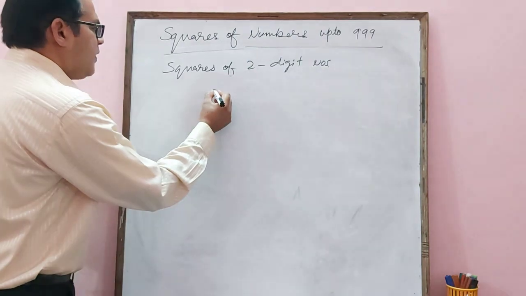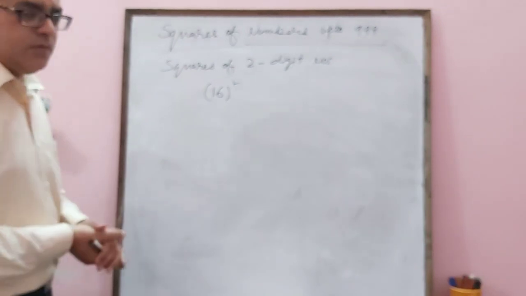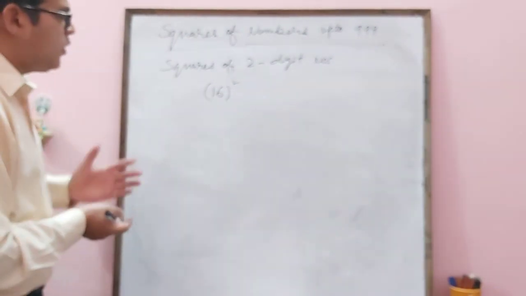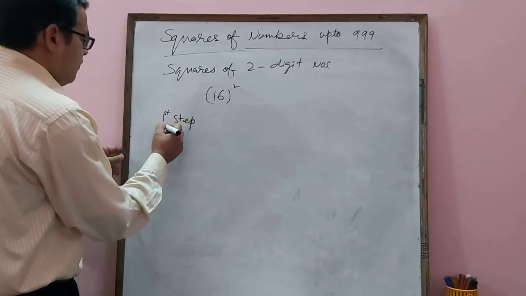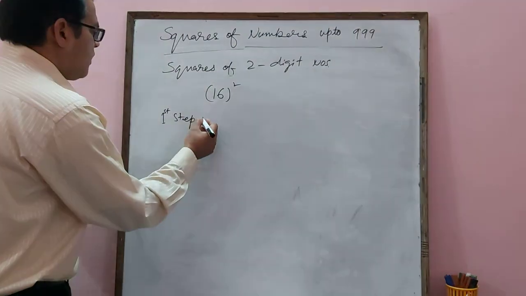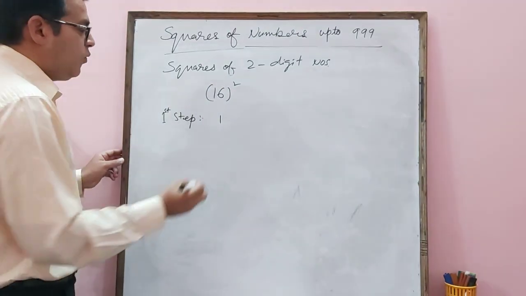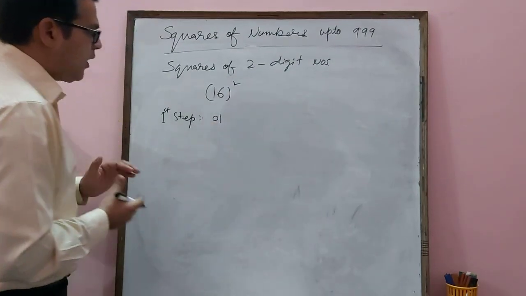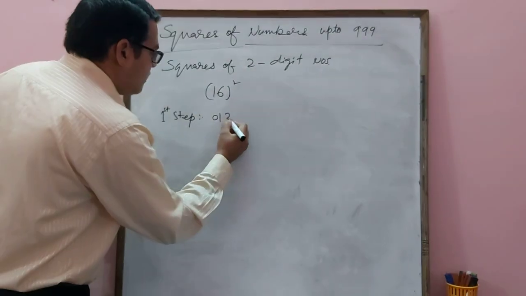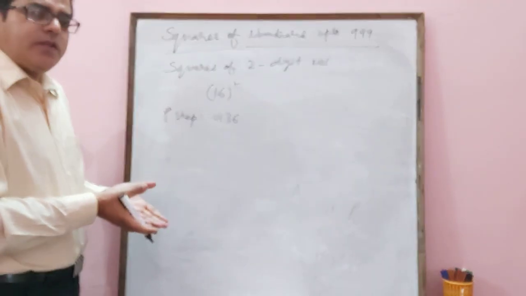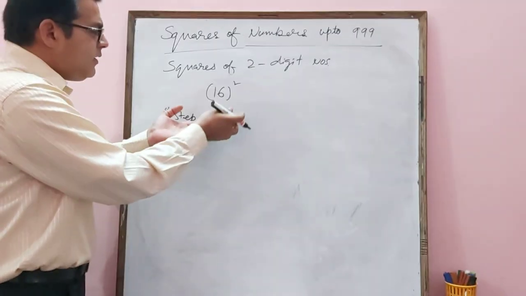I am taking first 16. I want to find the square of 16. Right? How to find it now? Two steps are there. First step: you need to find the square of this 1. Square of 1 is 1, we can write it in two digits as 01 also. Square of this 6 is 36. So very simple. Square of 1 is 1 or 01 and square of 6 is 36.